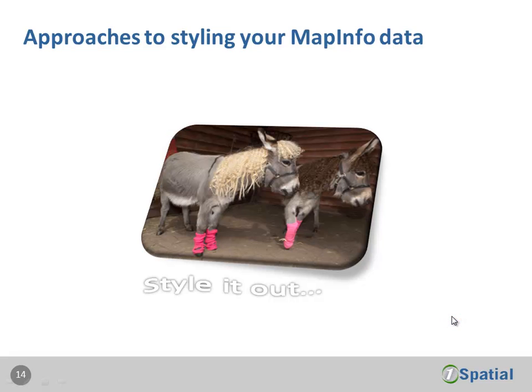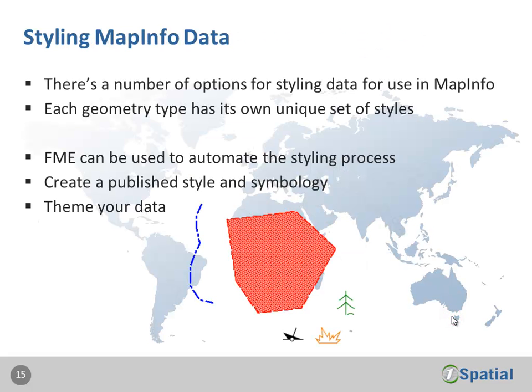Now let's take a look at styling your data for use in MapInfo Professional. There's a number of options to styling your data. It depends on the geometry that you're working with. You'll see that there are a number of geometries available to use in MapInfo. Points, lines, polygons, text, each with their own capabilities. You can even apply themes to your data with FME.